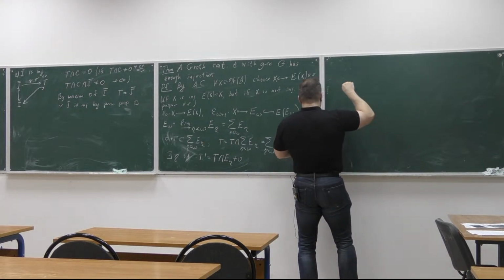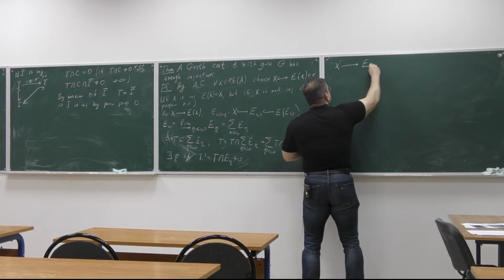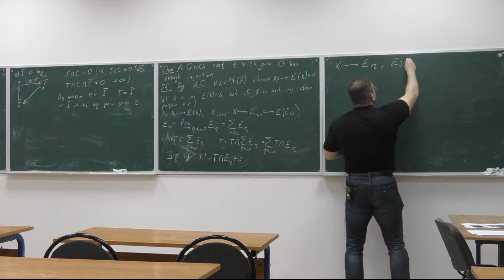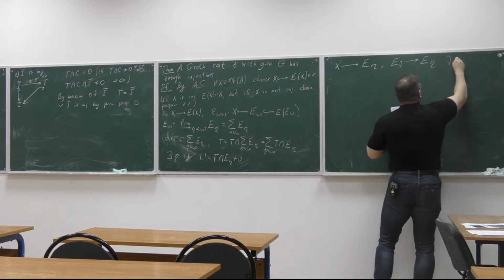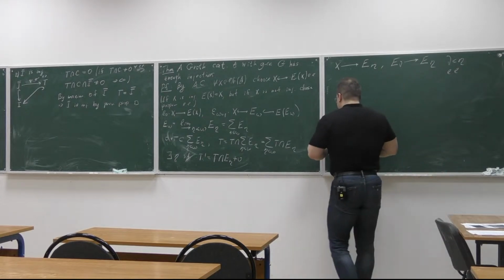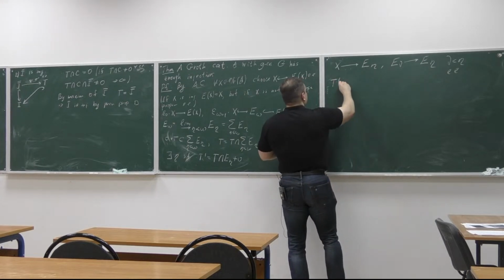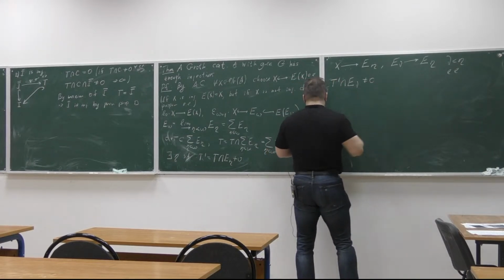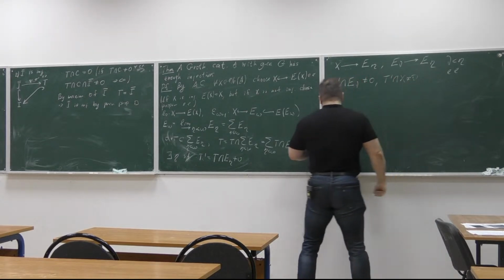Well, we have X mapped to the E eta and E mu maps to the E eta. Well, these are essential extensions. Since these are essential extensions, we can claim that the T prime intersect with the E mu is not equal to 0, and also T prime intersect this X is not equal to 0.